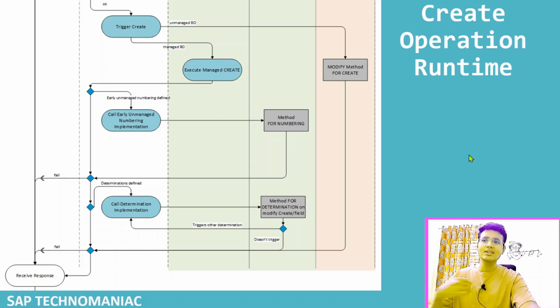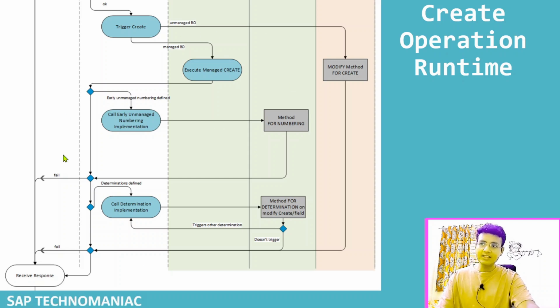But in the unmanaged scenario, whatever you are doing, if you want to do early numbering, you have to do that in the create only. If you want to do the determination, you also have to do that in the create method. One method is there, and you can do whatever you want in the create method. In the managed scenario, since the framework is doing it, SAP or the framework gives you the advantage that you can do the early numbering in a separate method if you want, or do some determination as per your convenience.